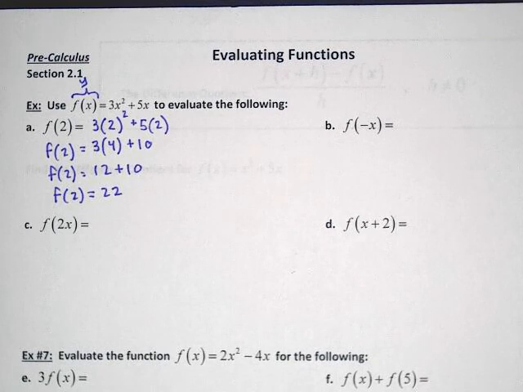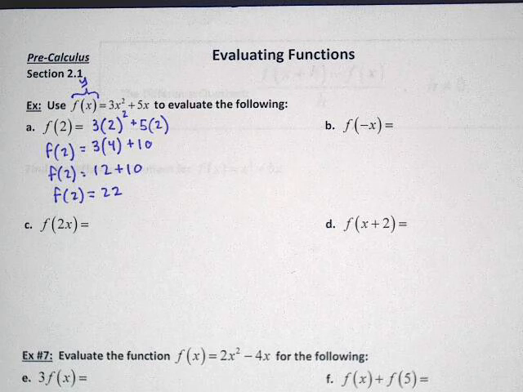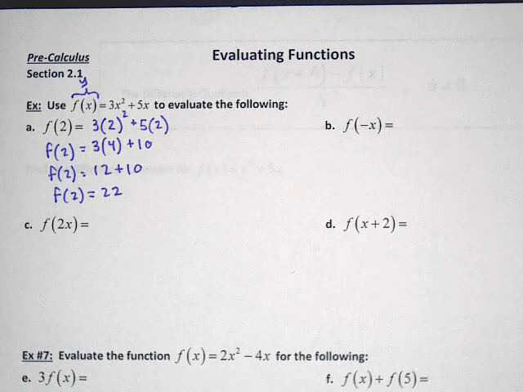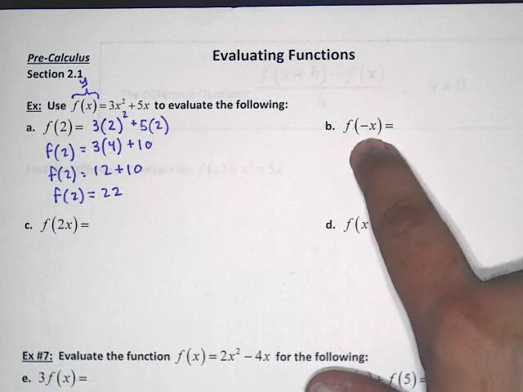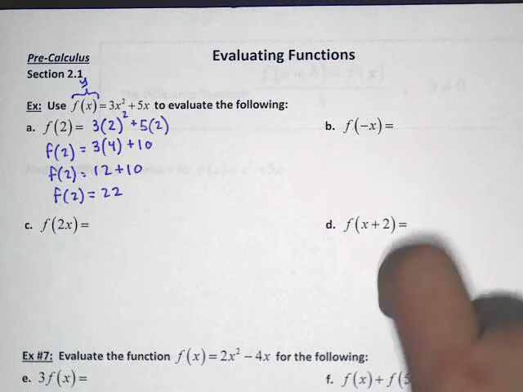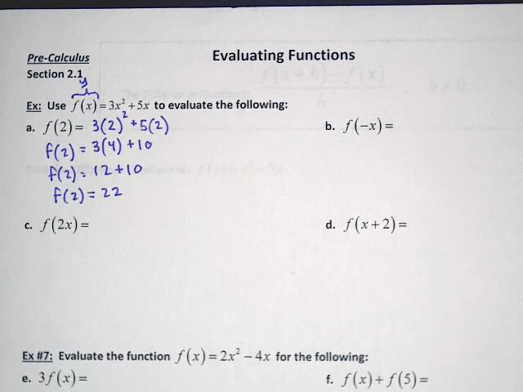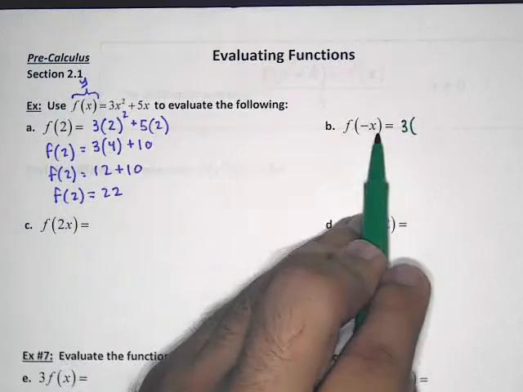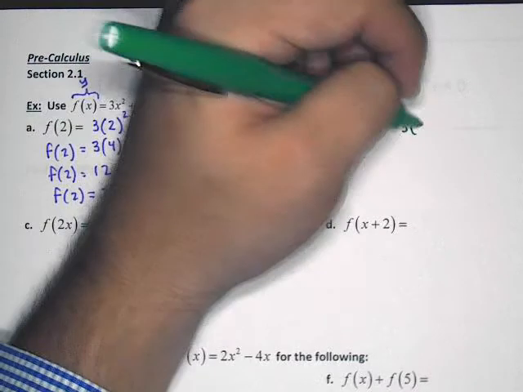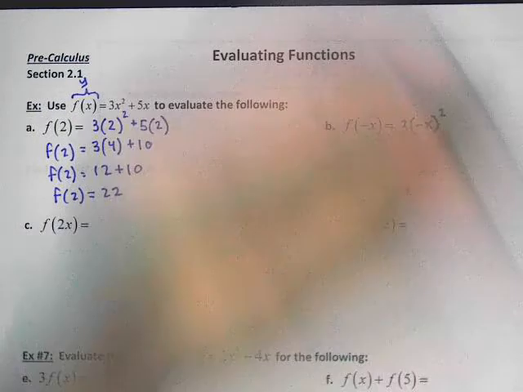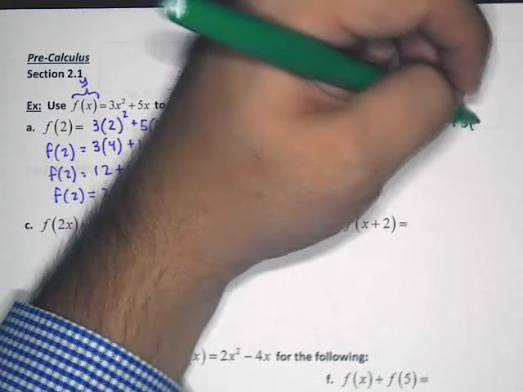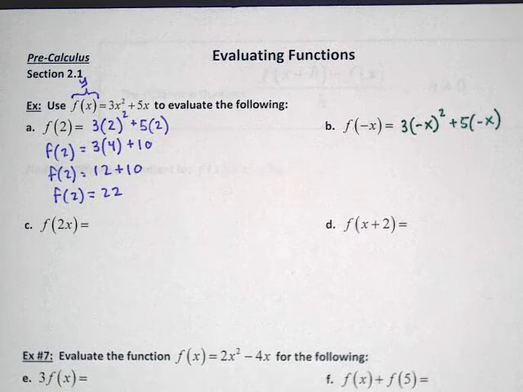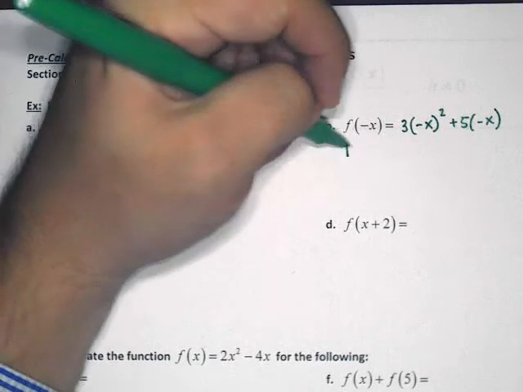For this next one, for b, it's a little different. Now all we're saying is that instead of inputting an x into the function, we're going to input negative x. So let's see what happens. Well, again, we just start rewriting, and we replace every x with negative x. Alright, we start to clean up.